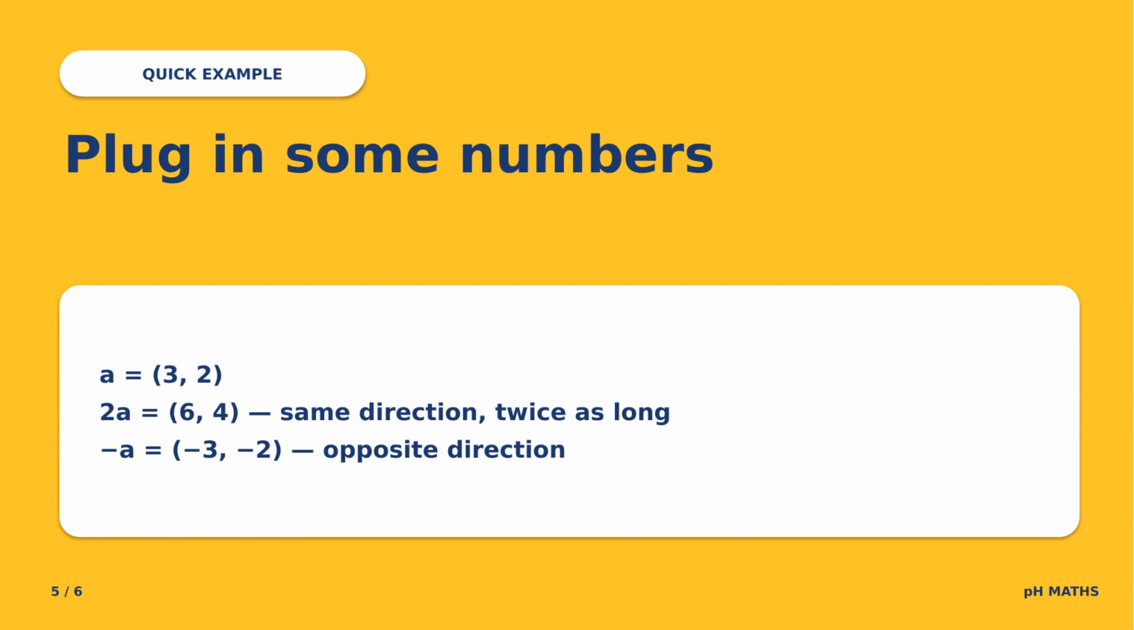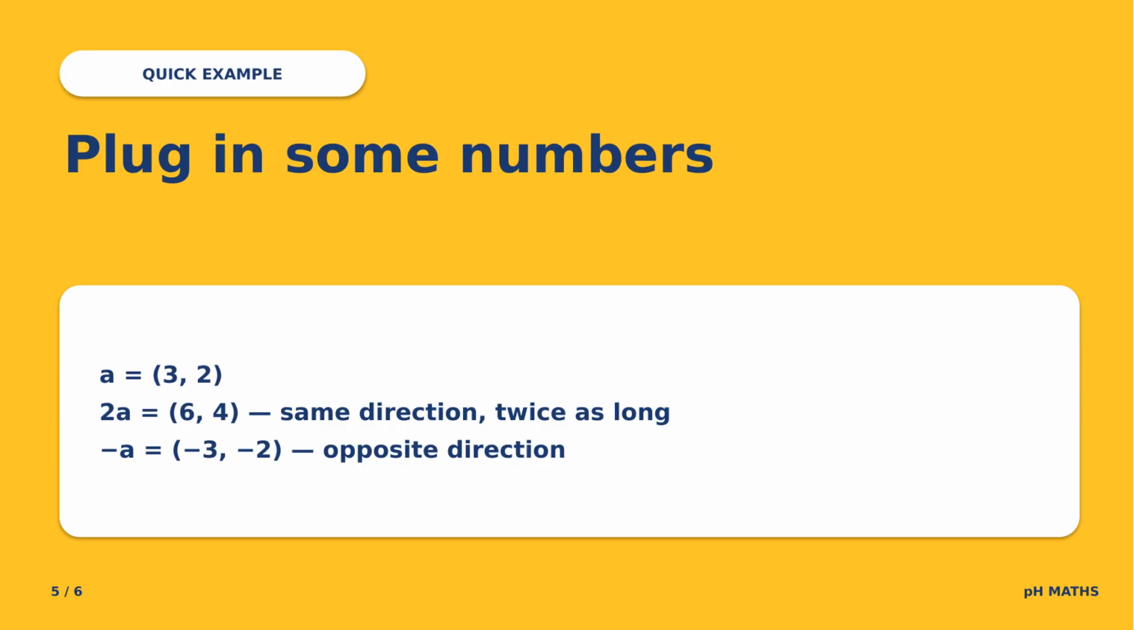Common mistake: vector AB and vector BA are negatives of each other, not the same. AB means from A to B. BA means from B to A. That's the opposite direction. They have the same magnitude but opposite signs. So vector BA equals minus vector AB, always.